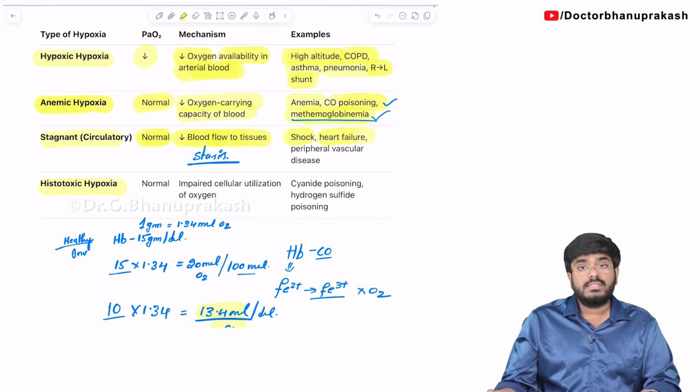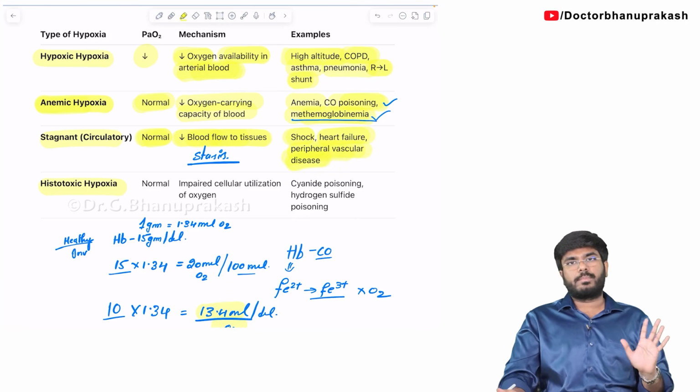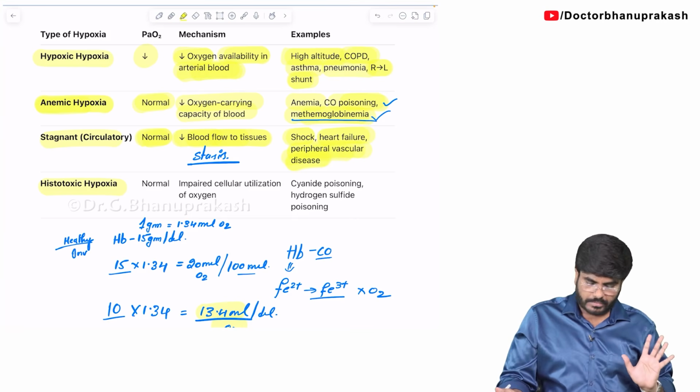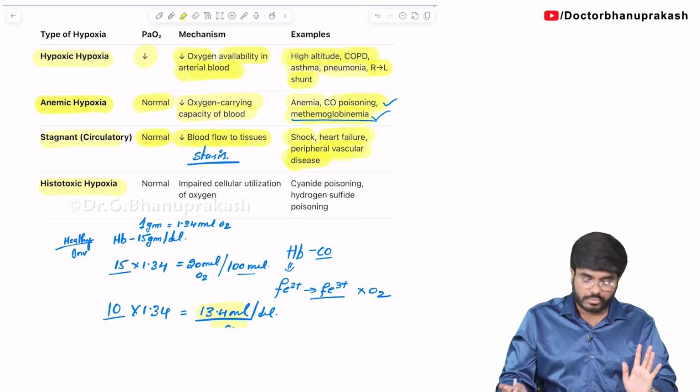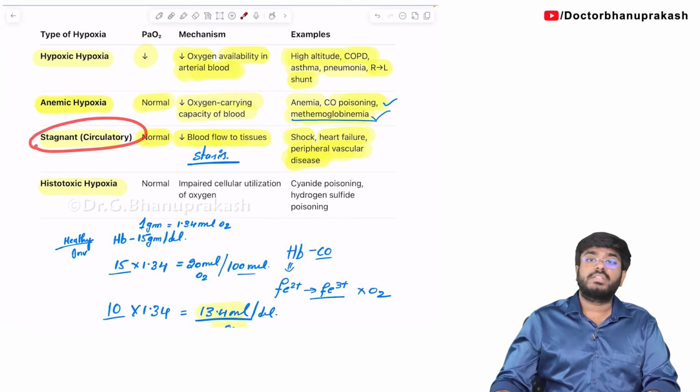Heart failure, the heart is not pumping properly, or peripheral vascular disease. Some problem in the blood vessels, maybe a thrombus or something is there. There is peripheral vasoconstriction, so the blood is not going to the tissues. So, in all these conditions, either shock, heart failure or peripheral vascular disease, there is going to be stagnant hypoxia.